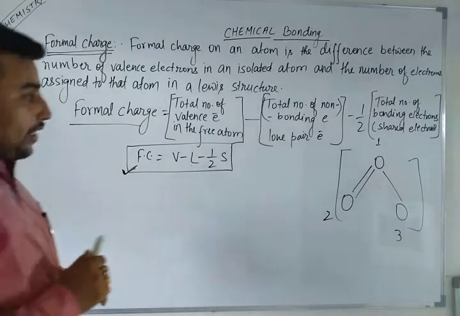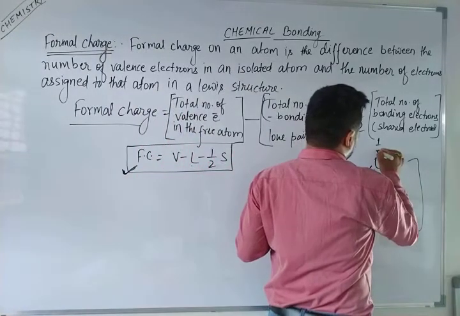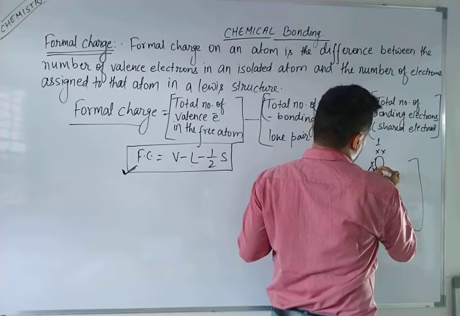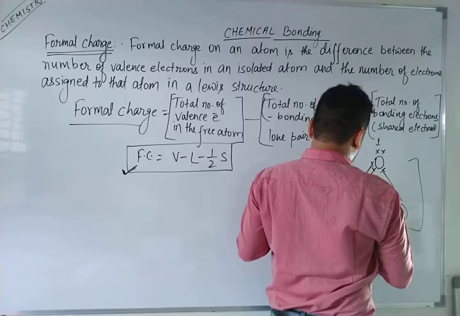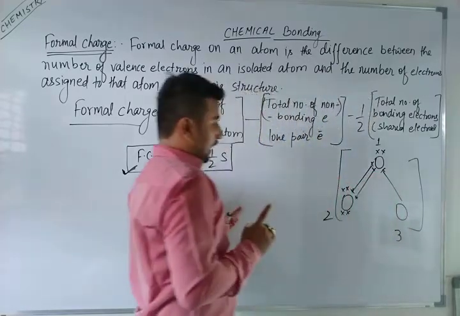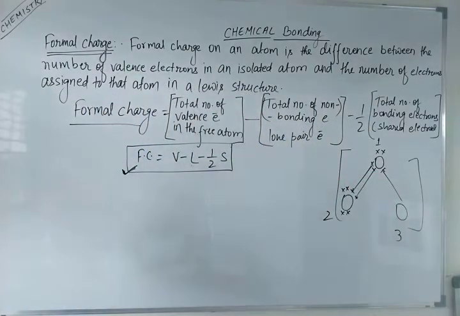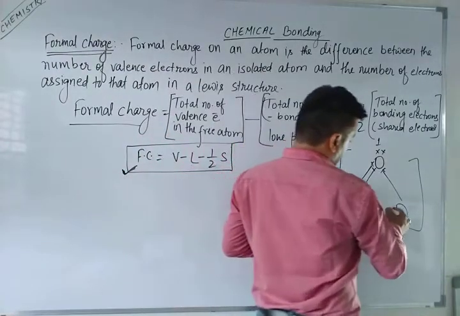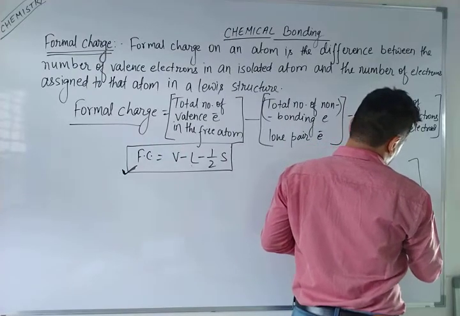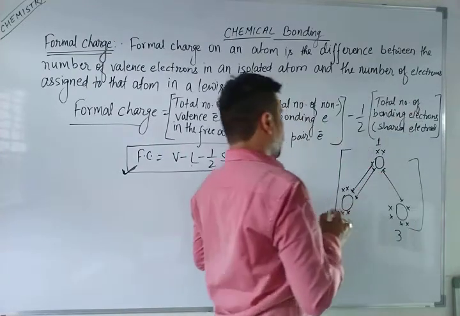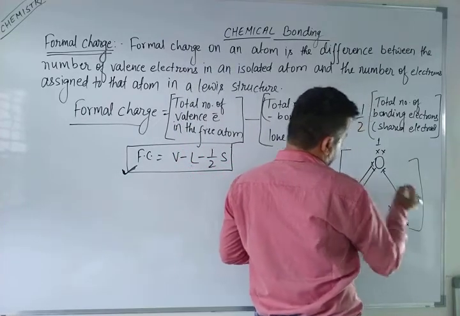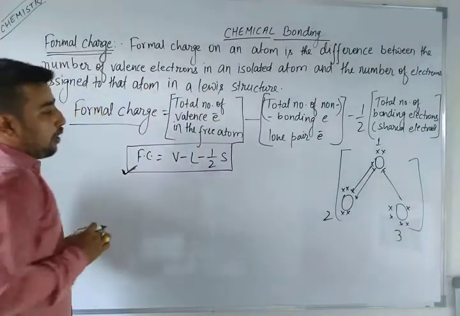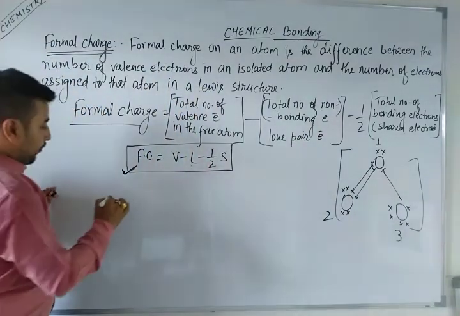So you know very well here, each oxygen has 6 valence electrons: 1, 2, 3, 4, 5, and here 6. Here you must understand how many lone pairs they are having. Since here only 1 electron, so 1, 2, 3, 4, 5, and this 6. Because 1 electron has been taken, here there will be only 1 electron. Now tell me what will be the formal charge of the first oxygen atom.